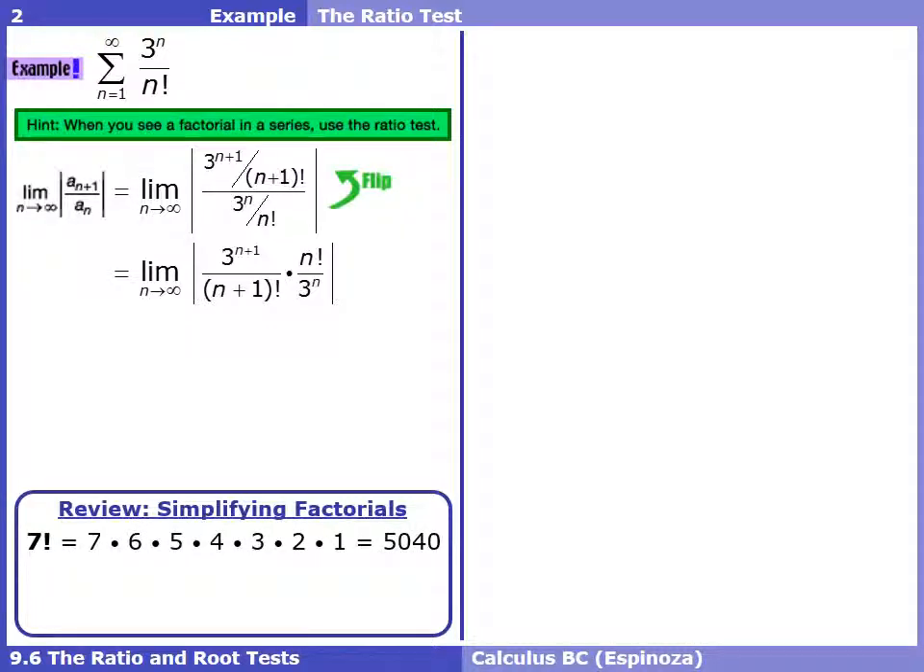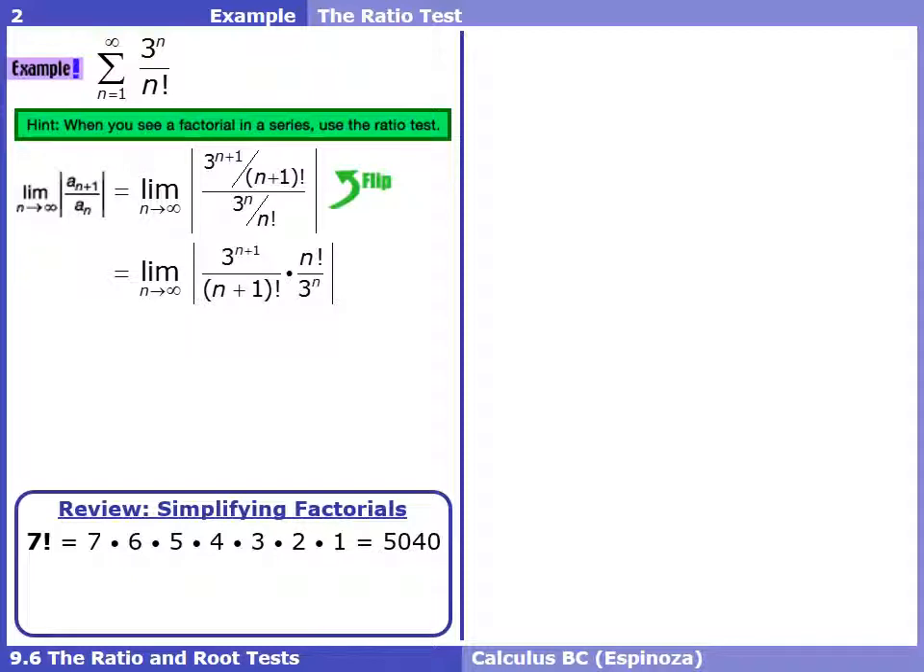Recall that a factorial is just telling you to take whatever you see next to the exclamation point and multiply that by each next term 1 less. So of course 7 factorial would be 7 times 6 times 5 times 4 times 3 times 2 times 1, or 5040.